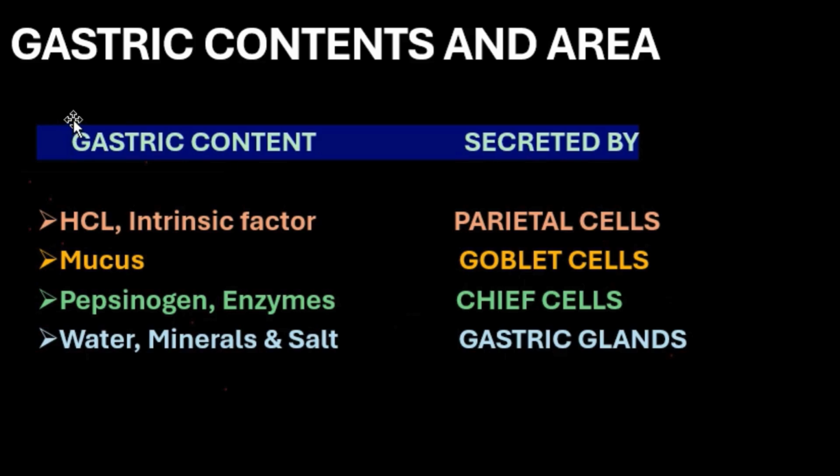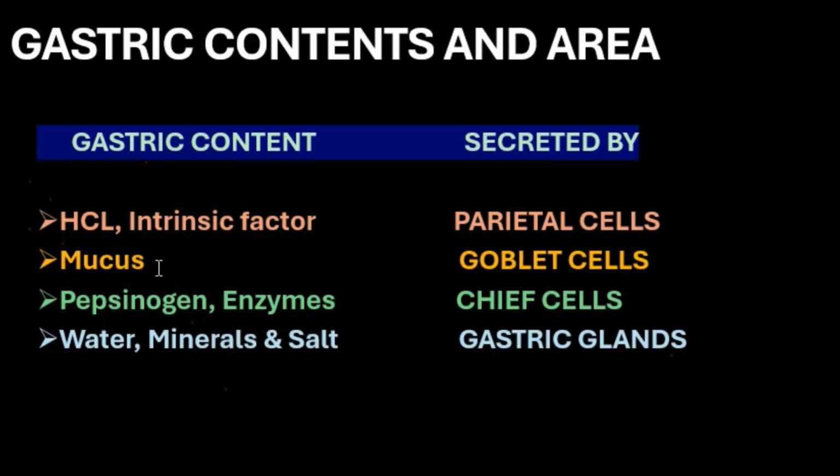Next one is gastric contents and area of secretion. Here you can see the 4 gastric contents and the area of secretion. Here I added again some color coding also for better memory. One by one we will see. HCl, it is hydrochloric acid. So acid is a burning thing, so I have just added flame color here. HCl and intrinsic factor are secreted by the parietal cells.